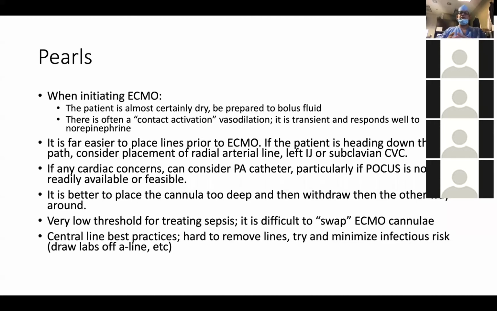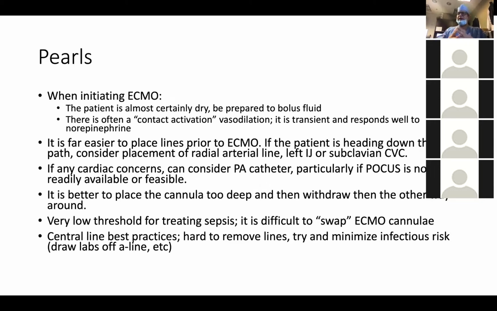It's far easier to place lines prior to ECMO. If you're heading towards ECMO, get your central line in, get a radial A line in. Remember, we're going to want the right IJ and the right femoral, so think about a left IJ or a subclavian central line. Any cardiac concerns at all, consider putting a PA catheter in. These people aren't able to routinely do a point-of-care ultrasound. You got to gown up, bring the machine in the room, wipe it down, clean it over. That machine is used for everyone else in the ICU. We don't have a dedicated echo machine. If you're worried about the heart, a PA catheter may be your best bet.